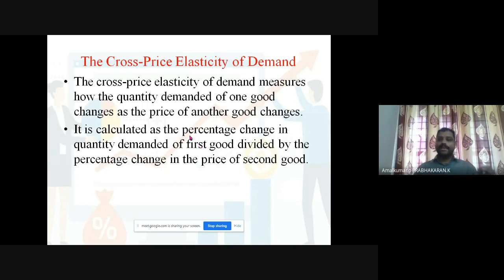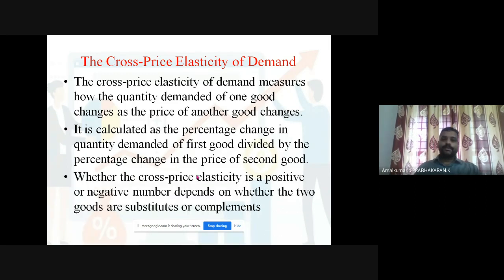The percentage change in the quantity demanded of the first good divided by the percentage change in the quantity demanded of the second good. That means how the percentage change in a particular good affects the percentage change in another good. That is called the cross price elasticity of demand. This is computed based on the percentage change in the quantity demanded of the first good divided by the percentage change in the price of the second good.